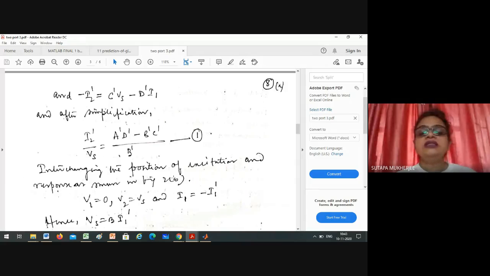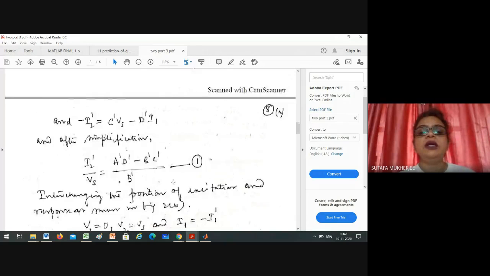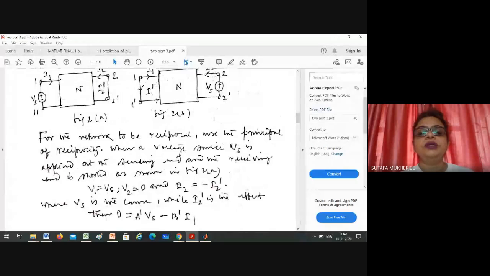So interchanging the position of excitation and response as shown in figure 2b. This is 2b, the interchange of excitation. Here it was port 1 and here it is port 2. This is the result, here port 2, and this result was at port 1. So this is the interchange of excitation and the result.